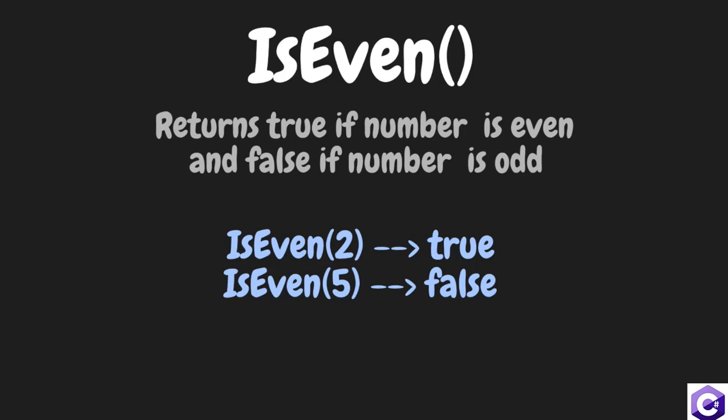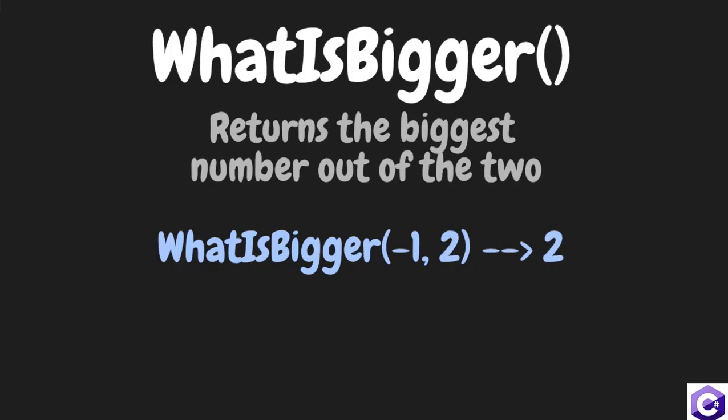The next function that you need to make is called whatisBigger, and this one is going to take in 2 integers as arguments. This function should return the biggest number out of the 2 arguments. So for example, whatisBigger of -2 and 1 would return 1.